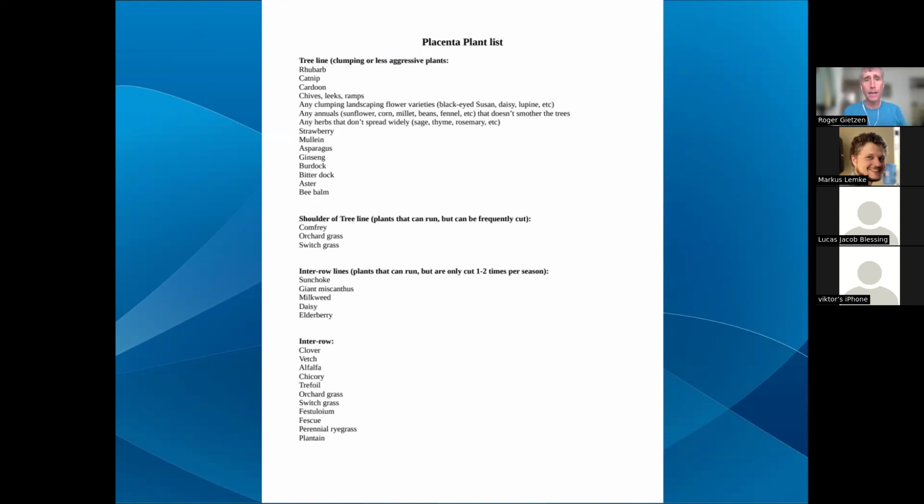At the end of this PDF, you'll get a list of some of the favorite trees I use and in which locations. Any questions so far?